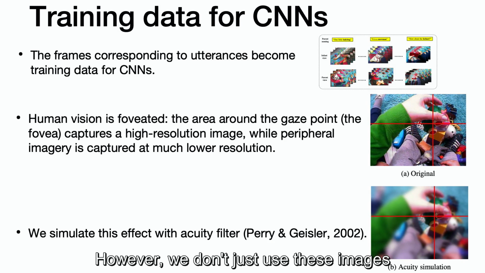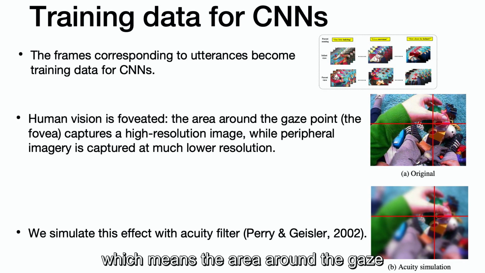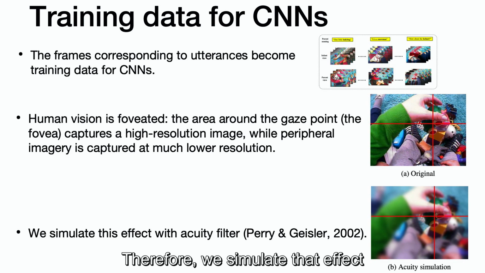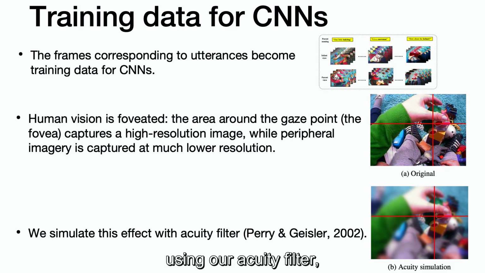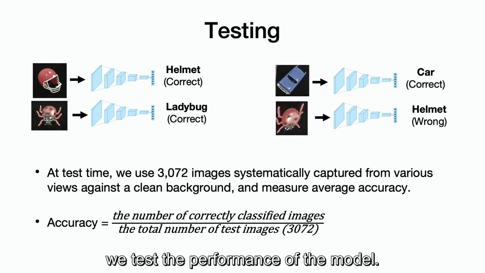However, we don't just use these images as training data as they are. Human vision is foveated, which means the area around the gaze has higher resolution, whereas the area far from the gaze has lower resolution. Therefore, we simulate that effect using an acuity filter, as we show on the right side. After the training is done, we test the performance of the model in this way.